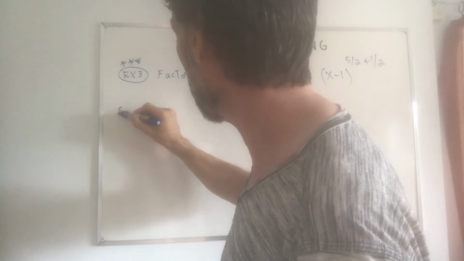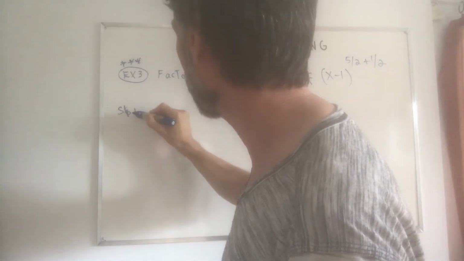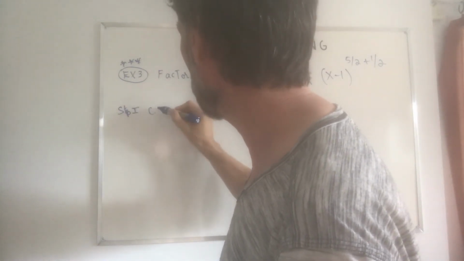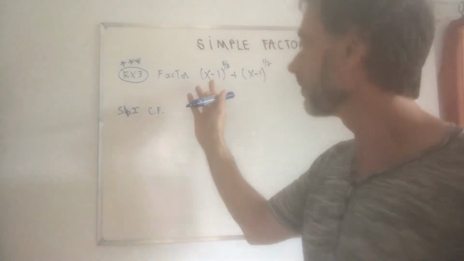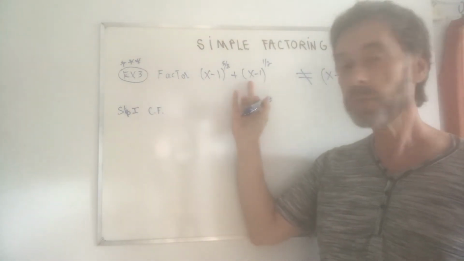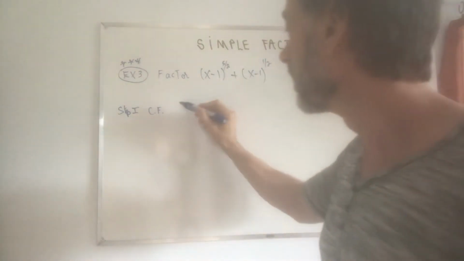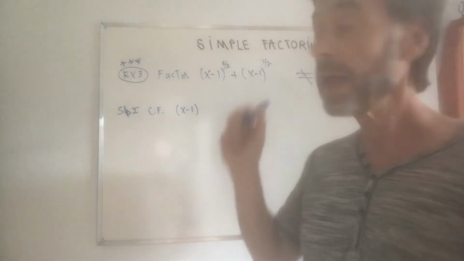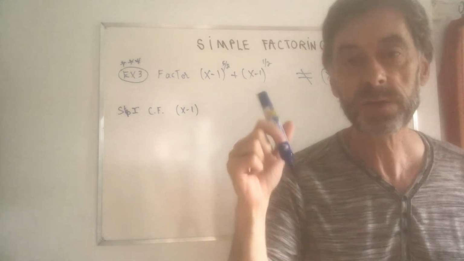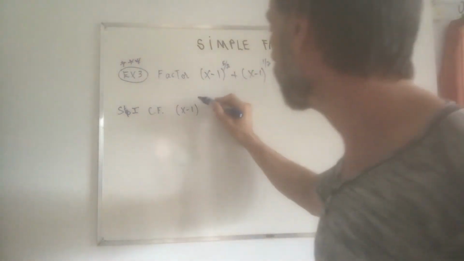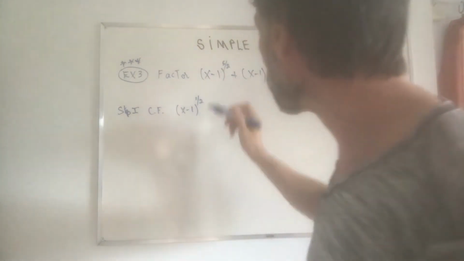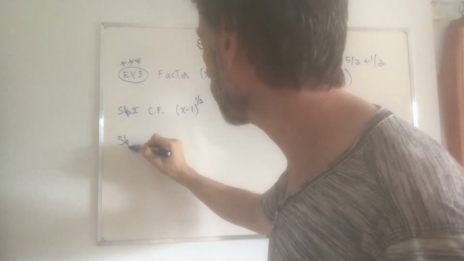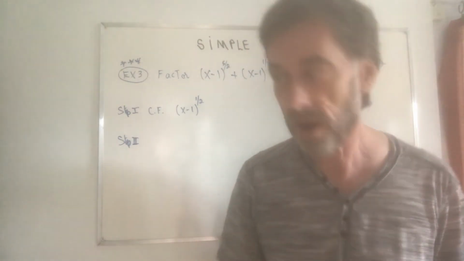Well, step 1, the common factor. Step 1, the common factor. Clearly, first term has an x minus 1, the second term has an x minus 1. So the common factor has got to be x minus 1. And we choose the exponent as being the smallest of the two. 1/2 is smaller than 5/2. Step 2. And then we do what we have done so far.